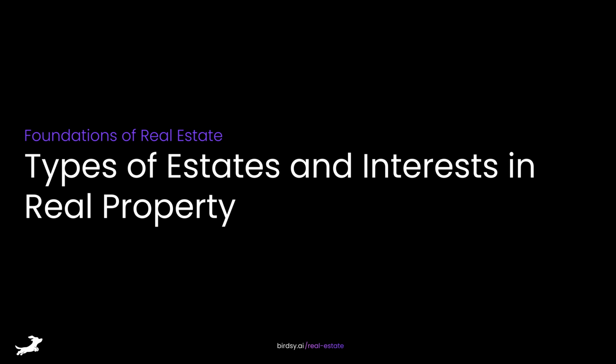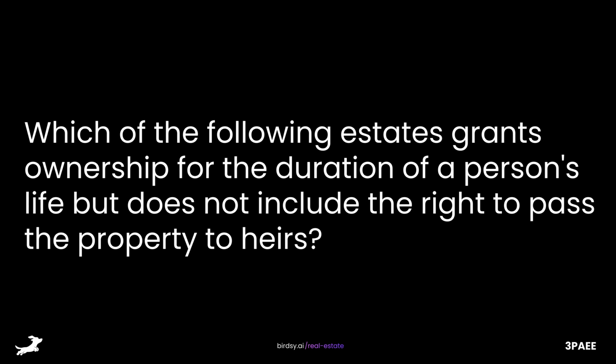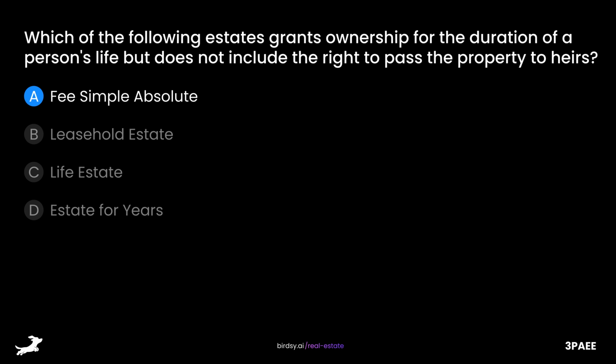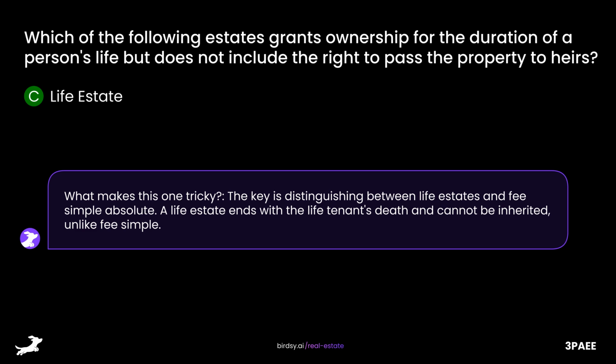Types of estates and interests in real property. Which of the following estates grants ownership for the duration of a person's life, but does not include the right to pass the property to heirs? Is it A, fee simple absolute, B, leasehold estate, C, life estate, or D, estate for years? The answer is C, life estate. What makes this one tricky? The key is distinguishing between life estates and fee simple absolute. A life estate ends with the life tenant's death and cannot be inherited, unlike fee simple.